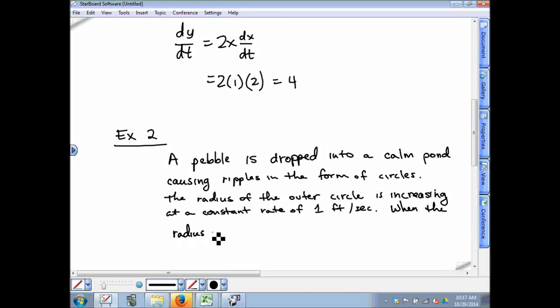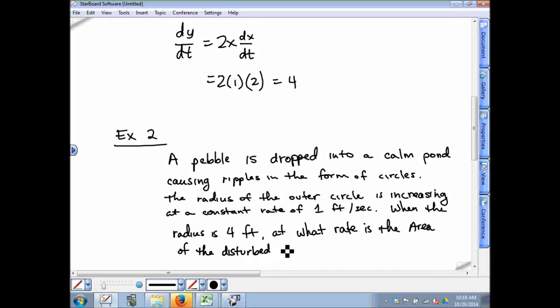When the radius is 4 feet, at what rate is the area, and they call this the disturbed water. That makes it sound freaky. The disturbed water is the water that has the ripples that are expanding.